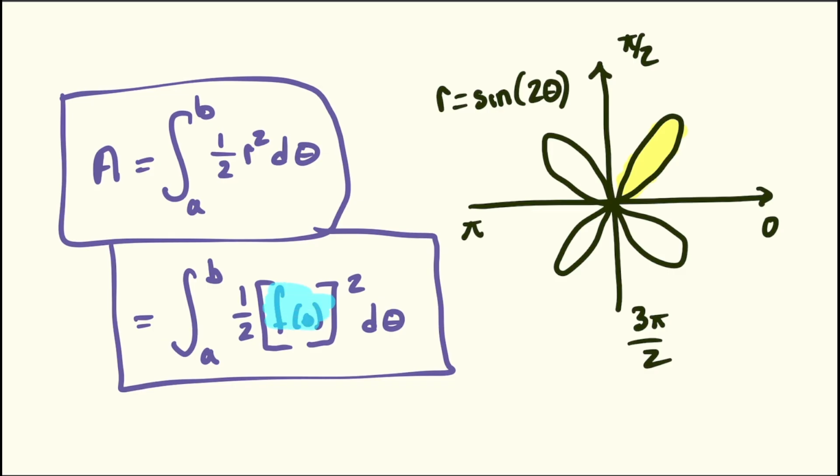So to do that, instead of f of theta here, we're going to punch in sine of 2 theta. So we're just going to do a substitution right there. And then we look at our a and our b, and that is going to be 0 and pi over 2.